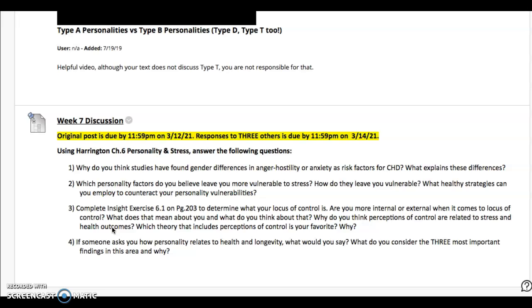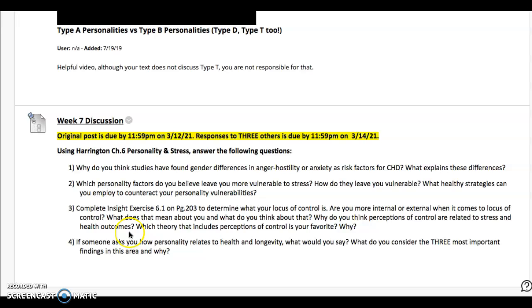When one has control, or at least finds a way to gain control even in situations where they may have little, this can be very beneficial. And you're going to be determining what your exact locus of control is, internal versus external. And explaining, are you more internal or external when it comes to locus of control? For you, what did you get? What does that mean about you, and what do you think about that? And why do you think perceptions of control are related to stress and health outcomes?